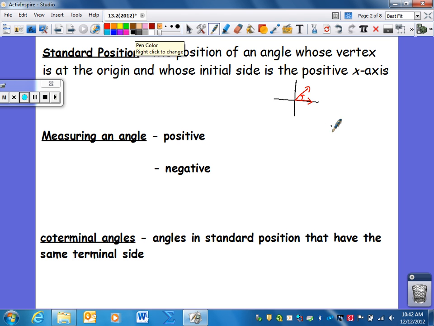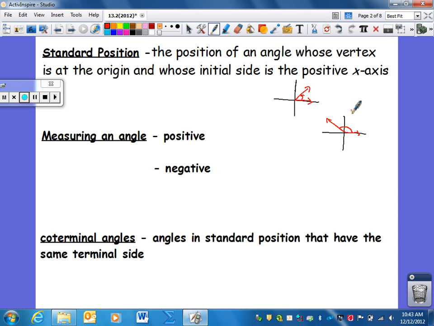So a positive angle, again, if I start with my initial side just on the x-axis, a positive angle is always measured counterclockwise. So if I want to draw an angle that would be positive, and if we estimated, well, there's 90 and another 45, so maybe that's a 135 degree angle there. It's a positive 135 because you're rotating counterclockwise.